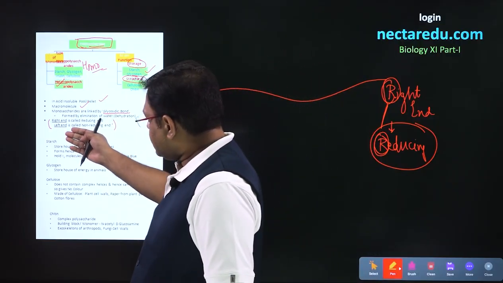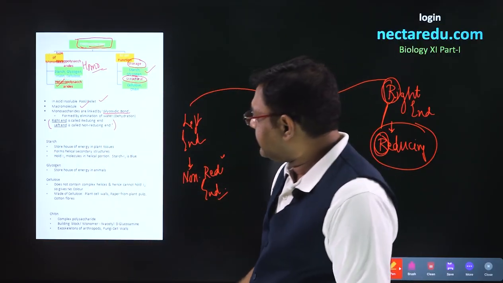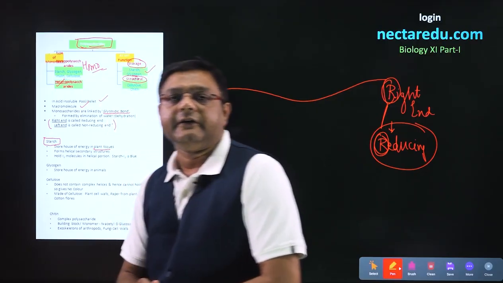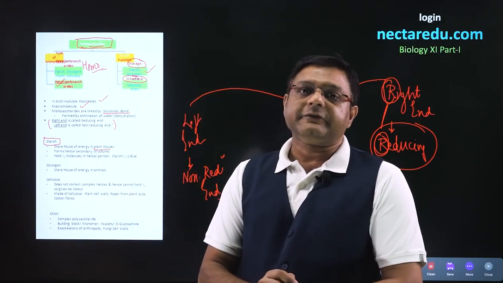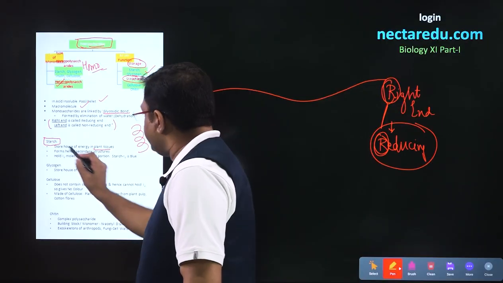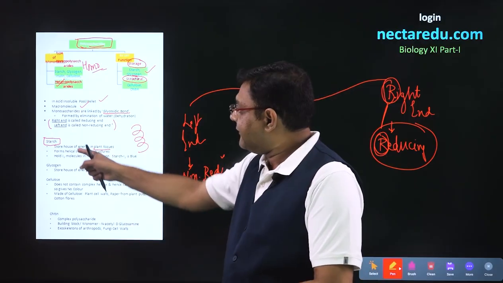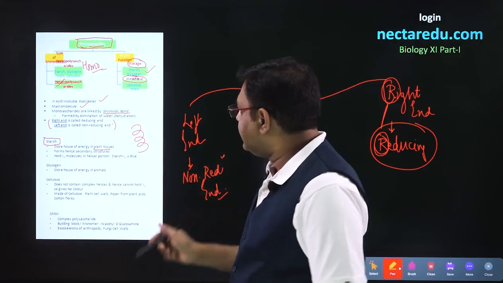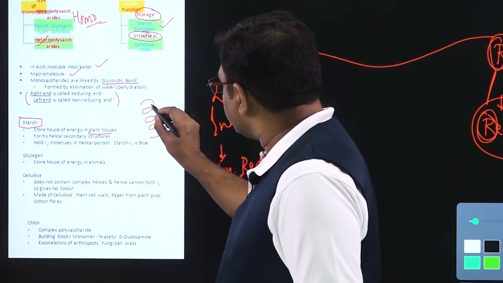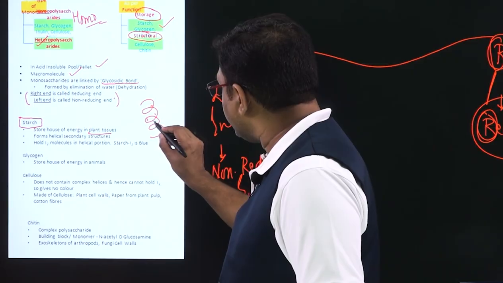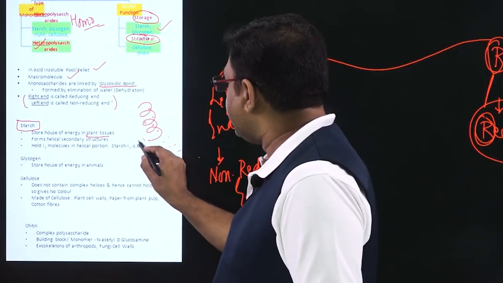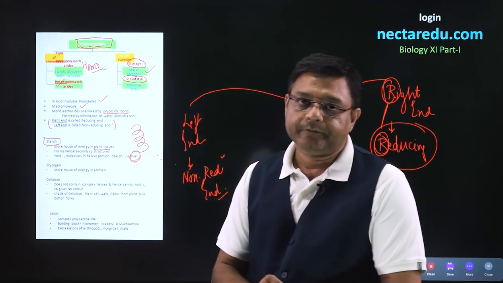Now, coming to small details of the polysaccharides. First is starch. Starch is a storehouse of energy in plants. This starch forms helical structures. Now, there will be structures like these helices present in starch, and when we put iodine into it, these iodine molecules will be trapped in these helices. That is why whenever starch is reacted with iodine, the color which we get is blue.